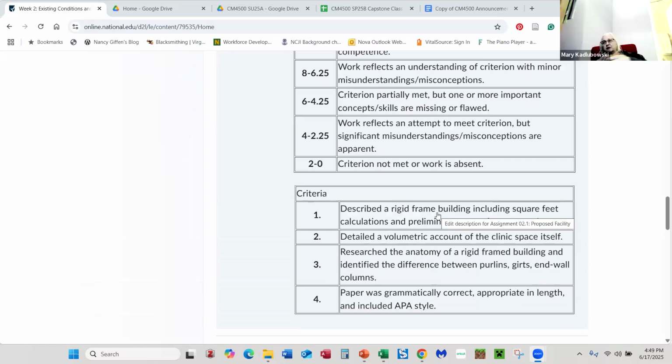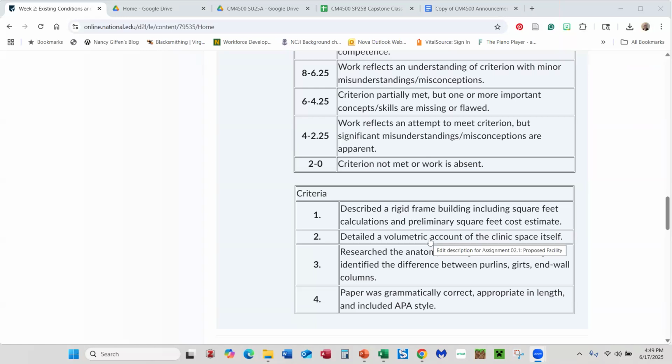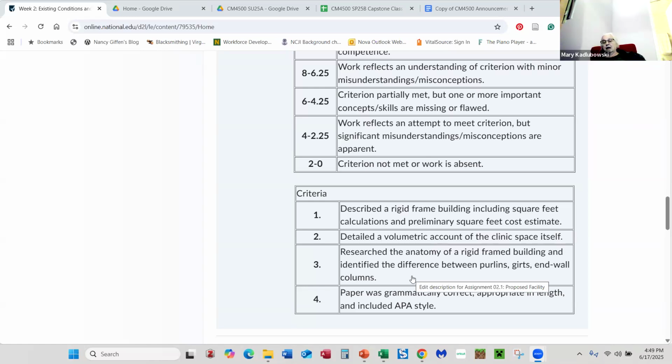Just look up a square foot cost for like a Butler building, or some other pre-engineered building. I was able to get the volume, but I wasn't able to produce a number. Yeah, but you need that volume for the clinic for your HVAC for this week. So that's good that you've got that.